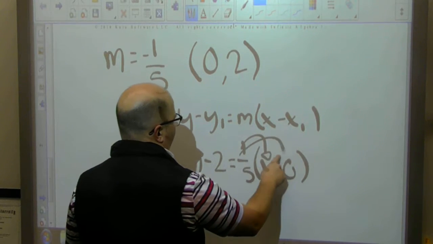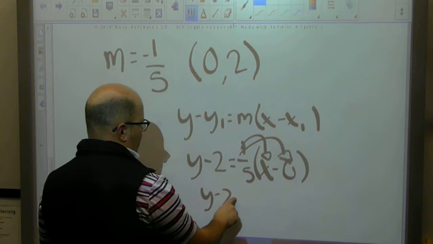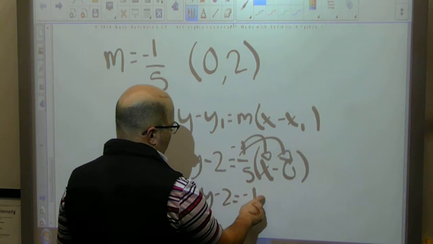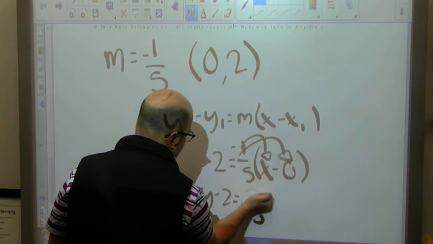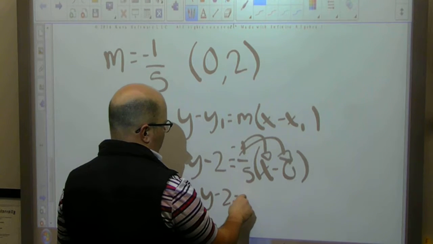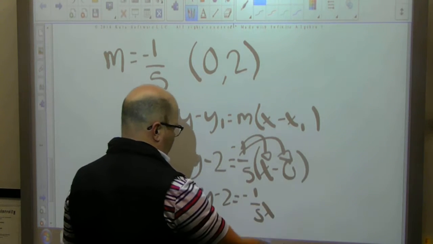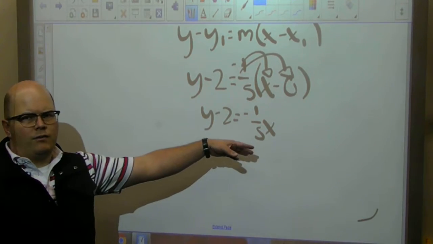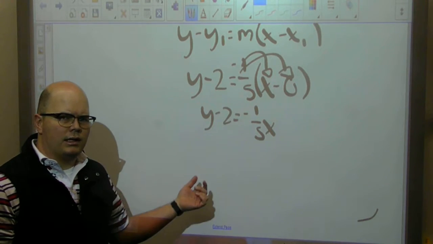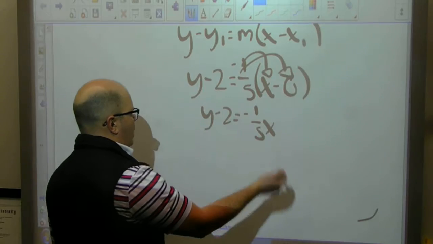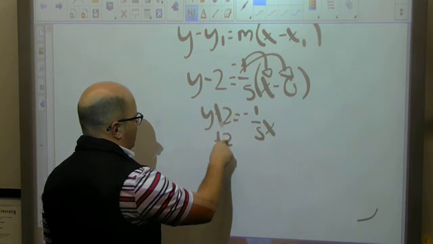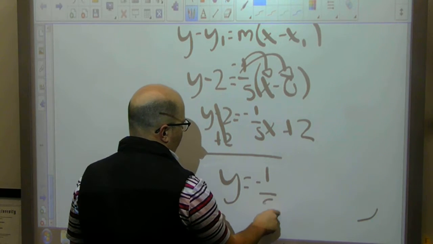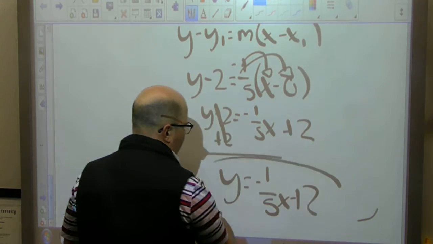So I'm going to distribute, which leaves me with y minus 2 is equal to -1/5x, and -1/5 times 0 is 0, so that goes away. So that's what I'm left with there: negative 1/5 x on one side and y minus 2. To get y by itself, I just need to isolate it, and to isolate it, I'm going to take the opposite of my minus 2, which is plus 2. I'm left with my equation that I finish with: y equals negative 1/5 x plus 2, and I am finished.